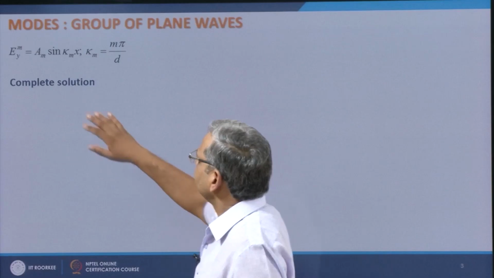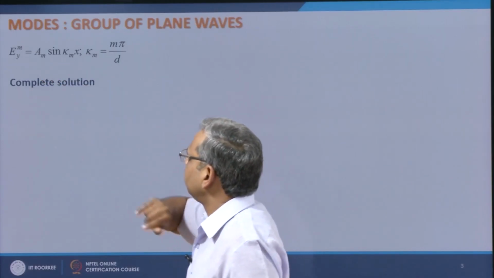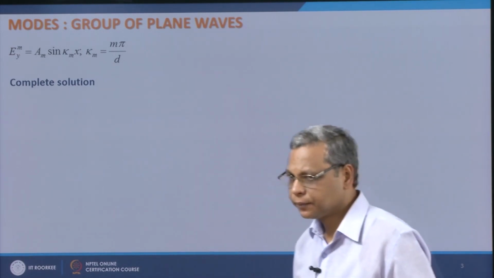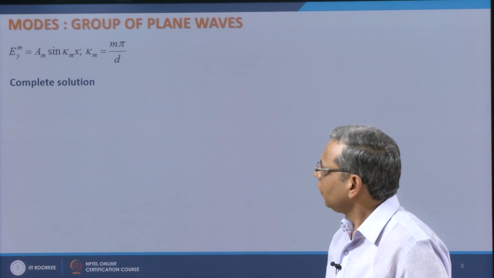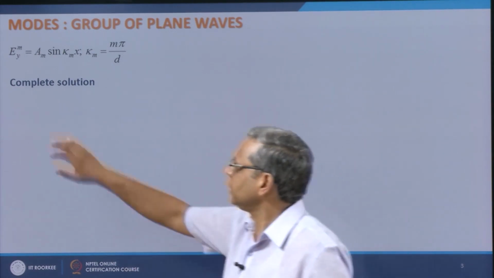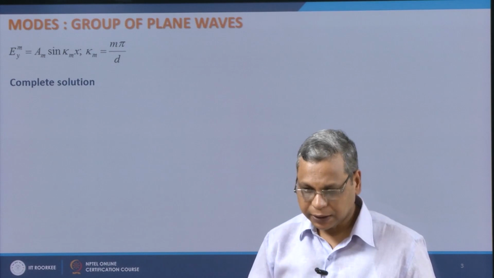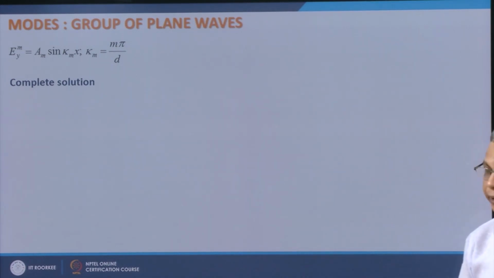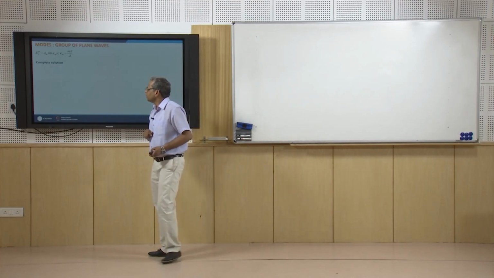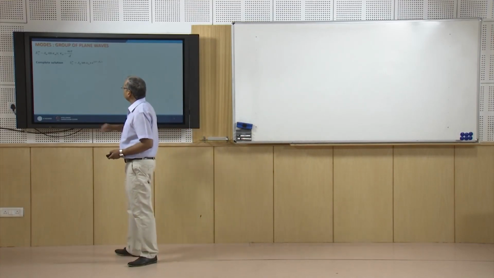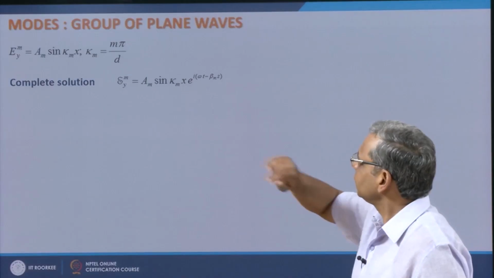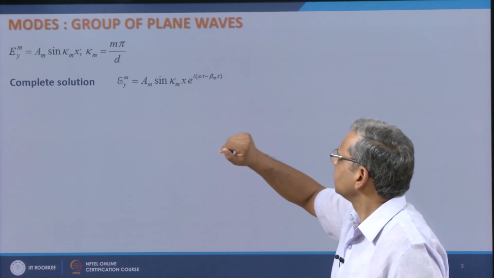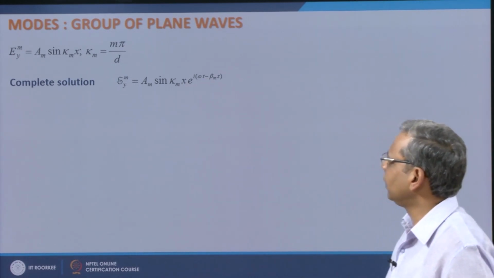The field is a m sin kappa m x, where kappa m is equal to m pi over d. If I write the complete solution, this is only Ey m of x part of the solution. Remember that there is t and z parts also. So, if I write down the complete solution, there it is: sum a m sin kappa m x e to the power i omega t minus beta m z.